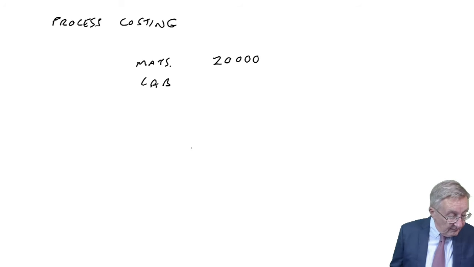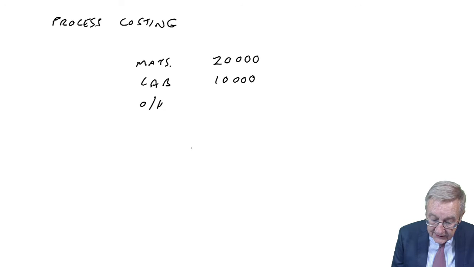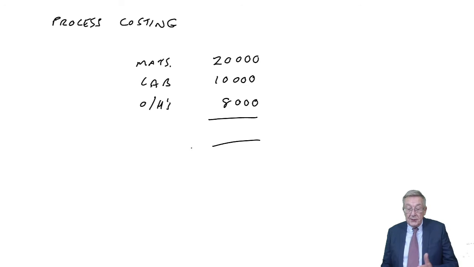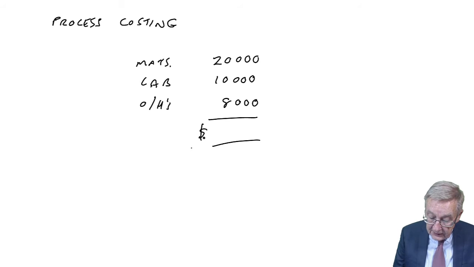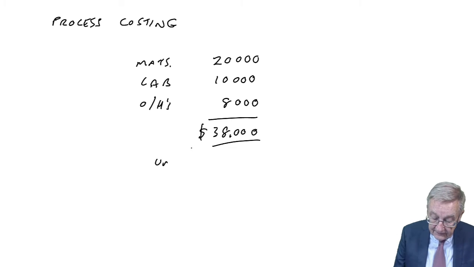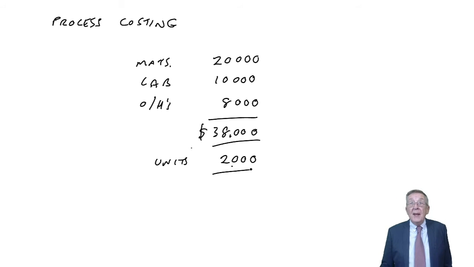Labour, 10,000. And overheads, 8,000. So in total, how much have we spent? 20, 30, 38,000. And how many units did we produce? 2,000. And our job, what's the cost to produce one unit?